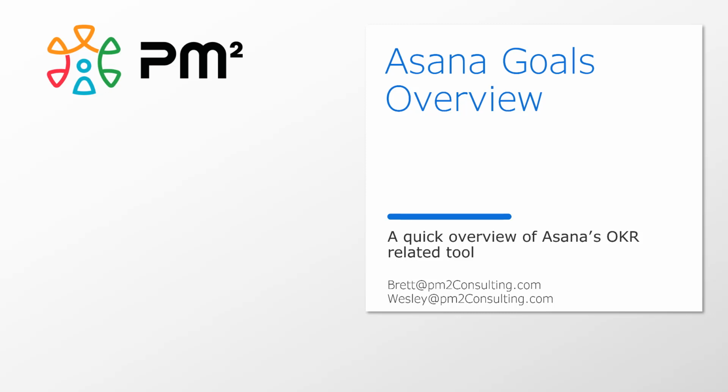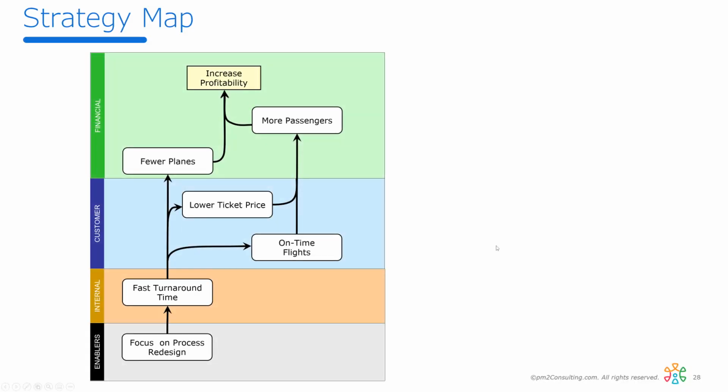Now, I'm going to be using a case study of a discount airline to describe how Asana works. And I just want to outline the discount airline's strategy for you. So here it is as a strategy map. Their overall objective is to increase profitability. To do that, they're going to operate with fewer planes while attracting more passengers.